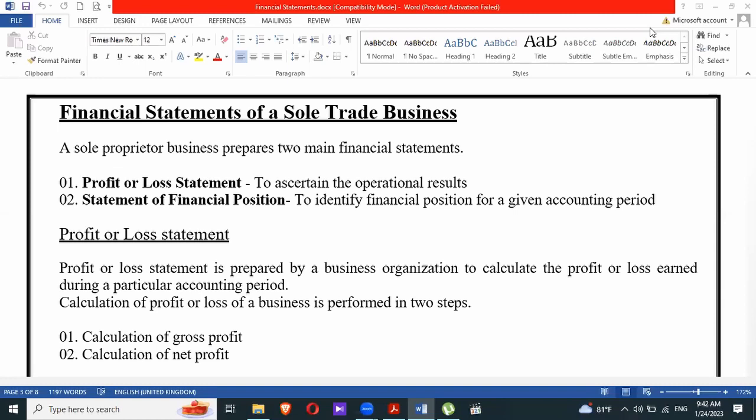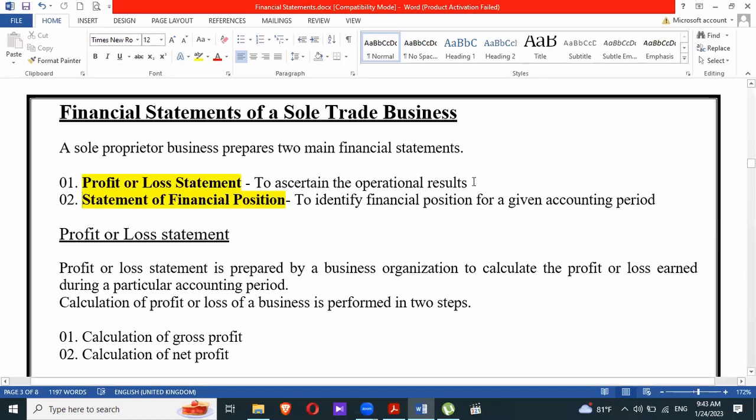Financial statements of a sole trader business. Basically there are two statements we are going to discuss. The first one, profit or loss statement. The second, statement of financial position. Profit or loss statement and statement of financial position. Let's see what the main objectives of these statements are, separately.